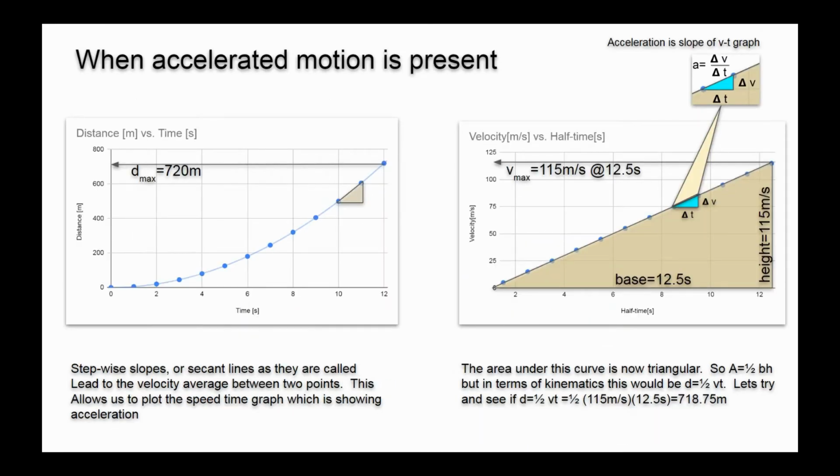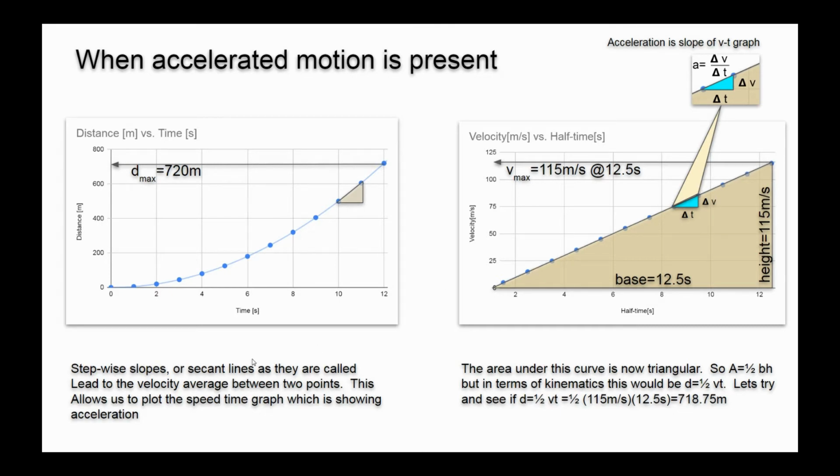Now what happens if acceleration is present? I plotted a parabola here. This object is gaining speed, so we need to take the slope many times. I'm showing you the slope between 10 and 11 seconds. So on the spreadsheet, I just had it do a delta D over delta T for every single pair of points, and this is the data that came out.